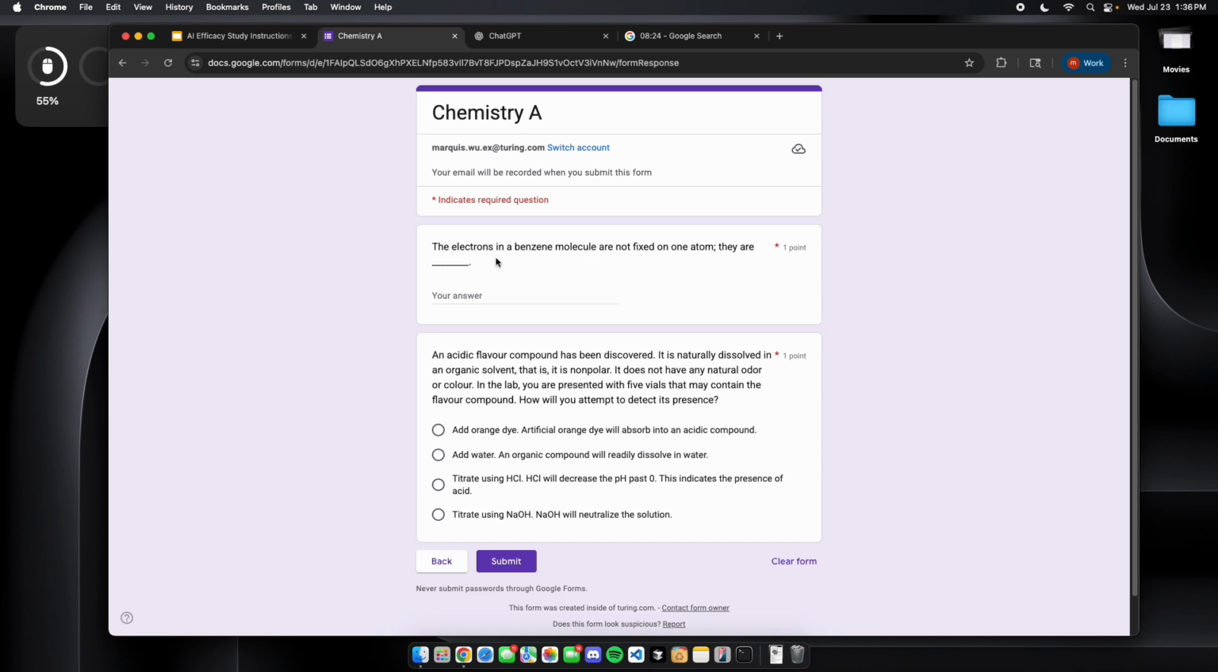The electrons in a benzene molecule are not fixed on one atom. They are... well, if something's not fixed, I'm gonna assume something's separated.